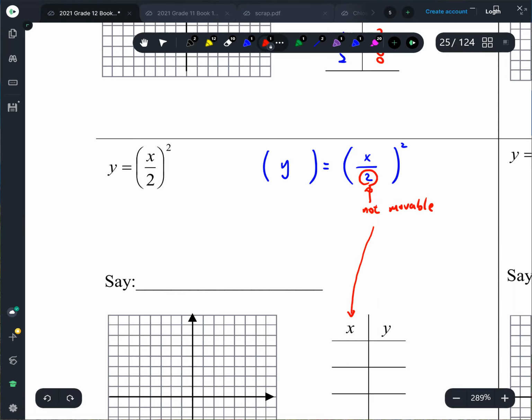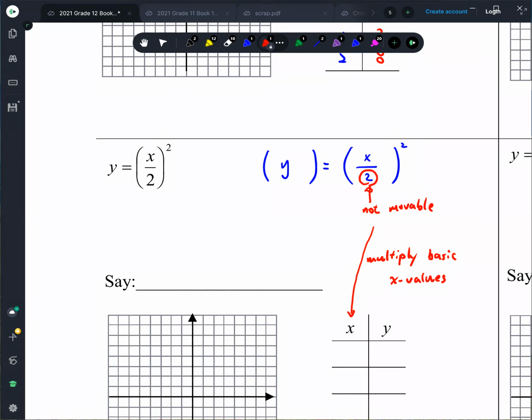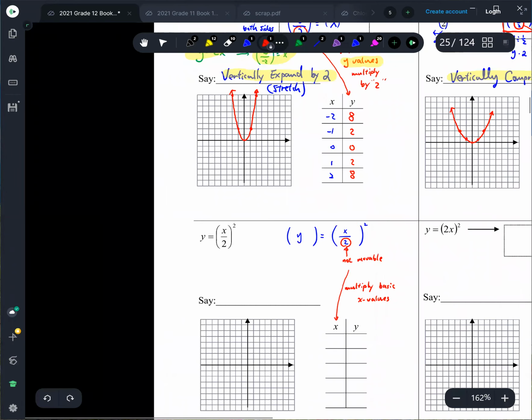So this time instead, we will multiply the basic x values. Okay, so very straightforward rules. If it's with the y, you change the y values. If it's with the x, you change the x values. Okay, so can you guys please write down the new x values?